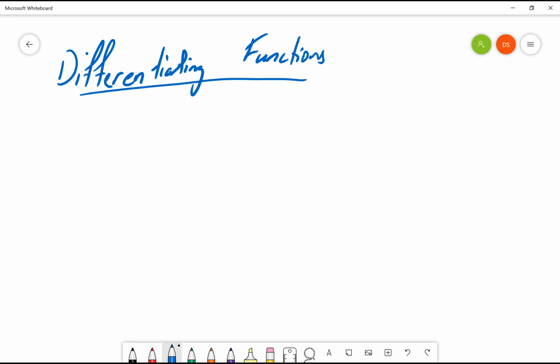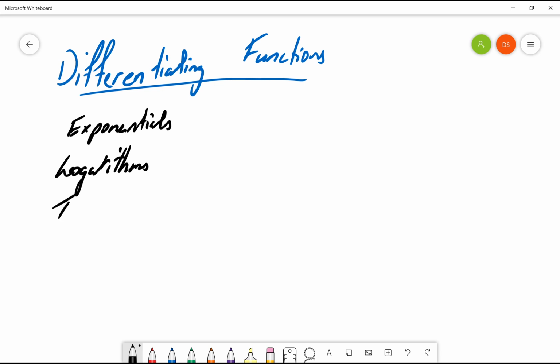Okay, but we're going to look at a range of functions. So we will look at exponentials, logarithms, trig functions, so trigonometric functions. So these are the three main types of functions we will look at.